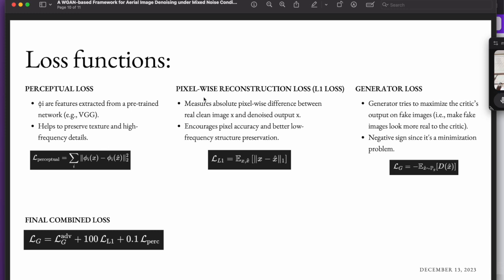Pixel loss helps us maintain the pixel-wise difference between the clean image and the denoised image. So how will it help us? It will help us by maintaining the color pattern present in the image. Let's say if I have a green, I want the green to be the output in our denoised image. But this cannot be done by every loss function, so here we are using L1 loss for that.